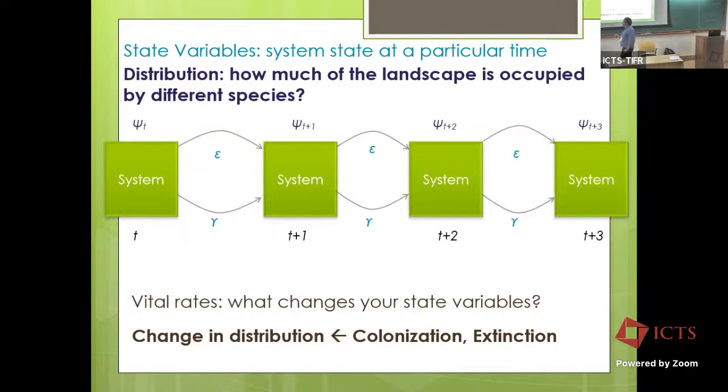See, finally, if this is your system and these are your state variables, these state variables are changing because of two vital rates, colonization and extinction. Now, colonization and extinction itself will be influenced by so many different things. Resources may be one, species interactions and competition related to resources may be another. What about humans? Do they have an influence in all of this or no?